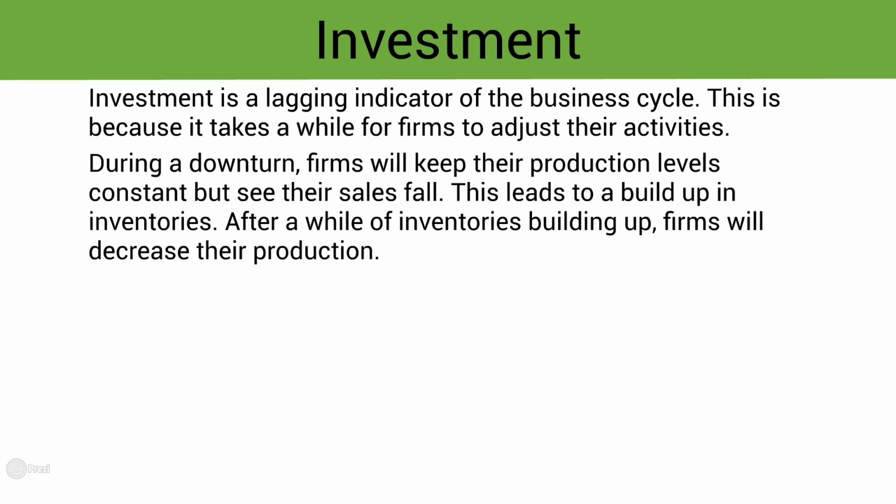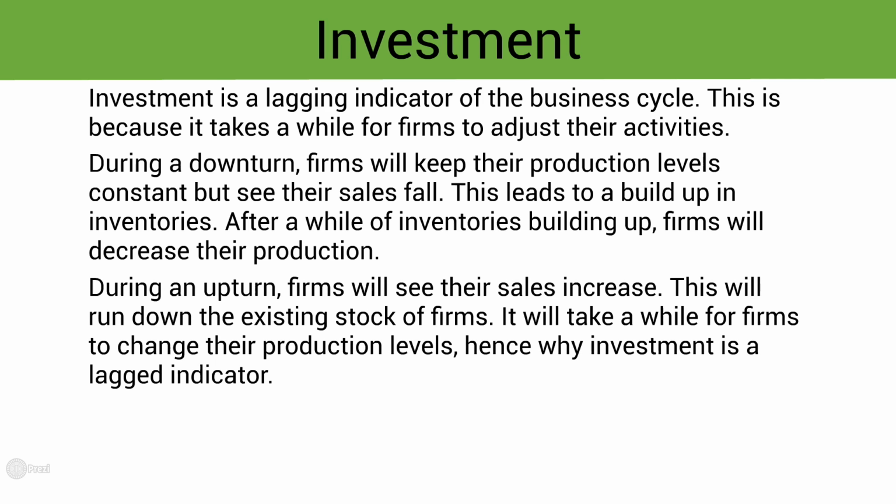During an upturn, firms will see their sales increase. They will accommodate these additional sales by running down their existing stocks. However, it will take a while for the firm to change their production levels. One reason could be that the firm is unsure whether this increase in sales is likely to last. Also, it takes a while for firms to employ more workers or ask existing workers to work longer hours. And this is why investment is a lagging indicator.